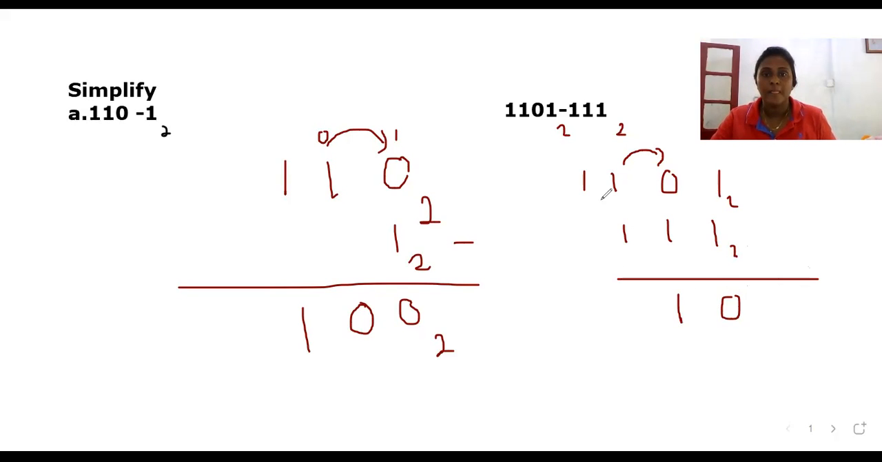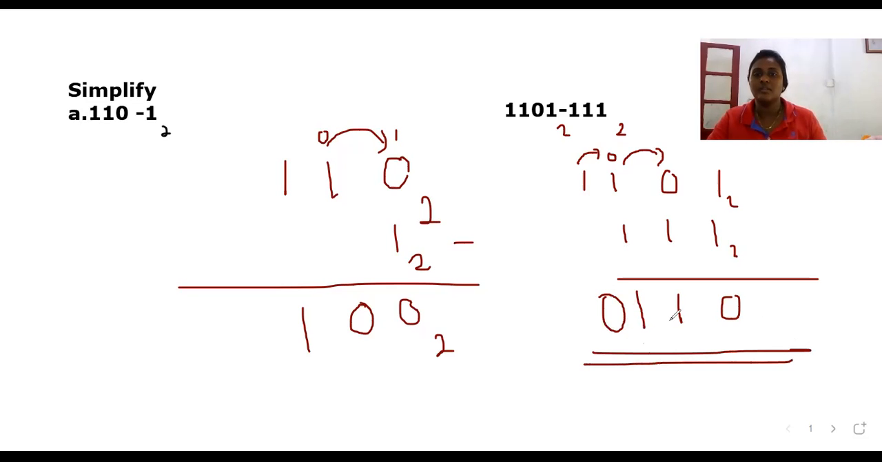Now here again, now this place will be 0 once you borrow 1. Then again you borrow 1 for this. Then it's 2, 2 minus 1, 1. Now this place doesn't have anything. If you want, you can put this 0. If not, without putting this 0 also, you can wait. Then answer is 1, 1, 0. We don't consider this front 0. Putting that or not is not a big problem.